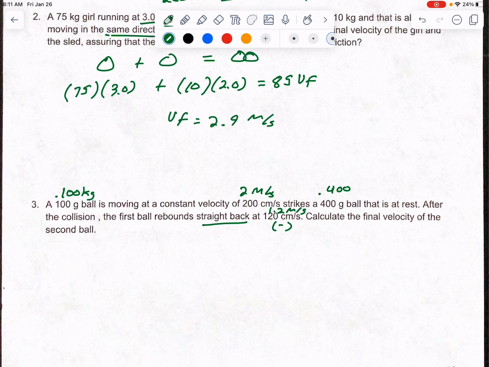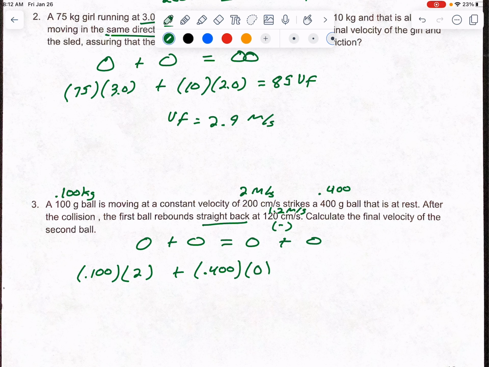So that means they didn't stick. This would be a ball plus a ball. They hit, and then they still remain separate. So M1 times V1, so 0.300 times velocity 1, which is 2, plus my M2 is 0.400, at rest, so that's 0, equals, so my ball is still 0.300 kilograms. It rebounds back at 1.2, so this is going to be a negative 1.2, plus my 0.400 kilogram ball, and we don't know what the velocity of that is, so that's your VF, what you're looking for.